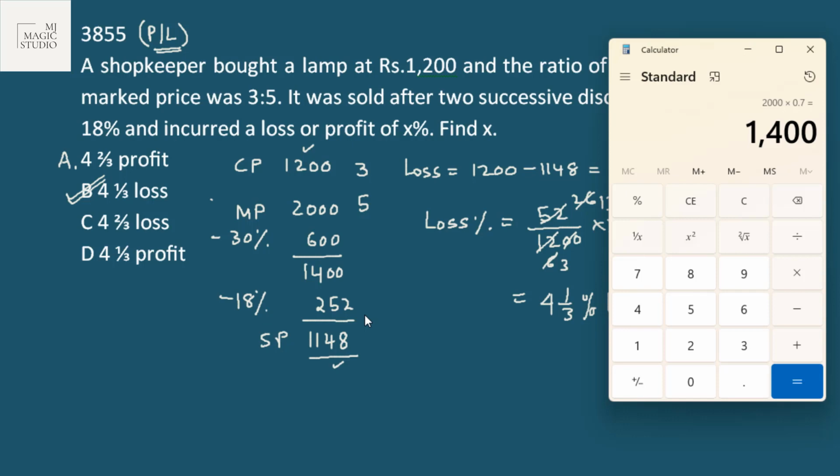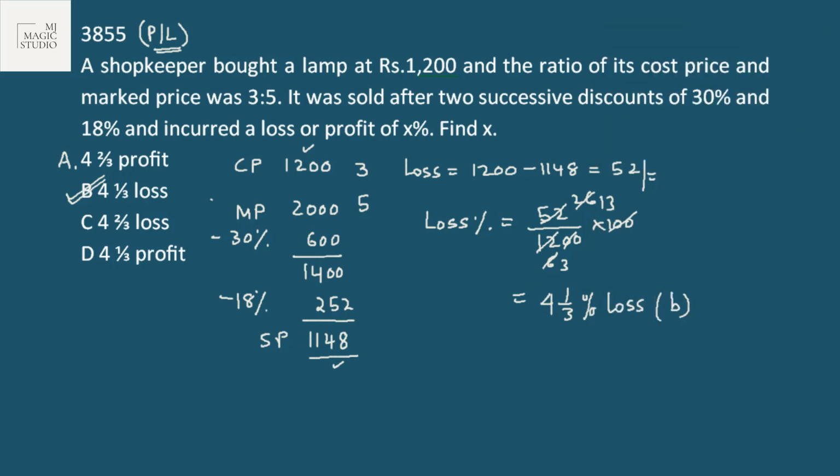Now the second discount is of 18%, that means recovery is 100 minus 18, that is 82%. Multiply this by 0.82. This is the selling price, 1148. Now deduct 1200 from it, that is the loss, minus 52. Divide by 1200 into 100 and it will give us the loss percentage, that is 4.33. 4.33 is 4 1 by 3. We can solve it with the help of the calculator in no time without using pen and paper.